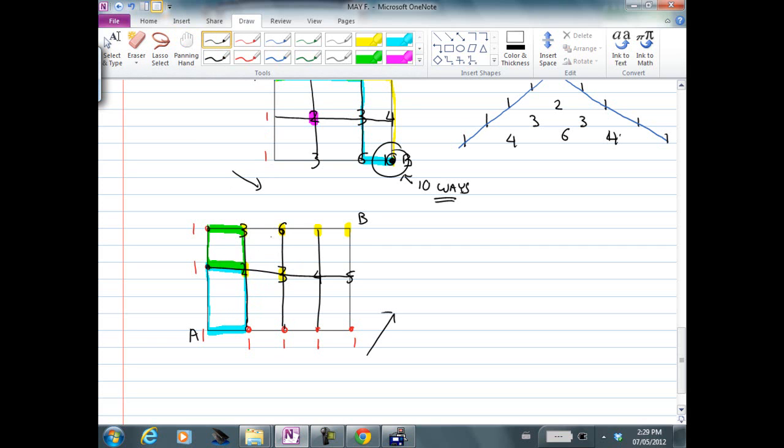We're almost there. 10. And finally, 15.